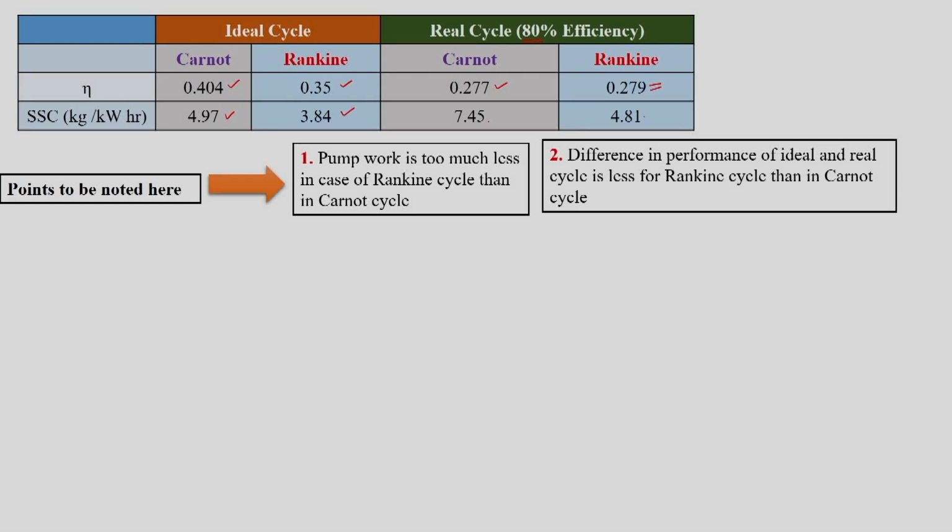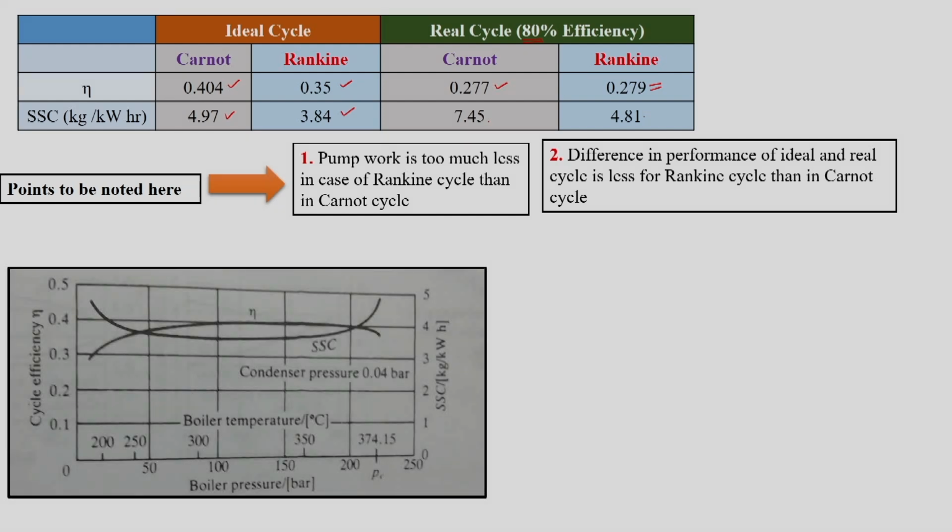The difference in performance between the ideal and real cycle is less in the Rankine cycle than in the Carnot cycle. If we had solved this example for different boiler pressures for the same condenser pressure, the efficiency of the Rankine cycle initially increases, but then does not increase much at higher boiler pressures. Initially specific steam consumption decreases, but then there is not much change, and then we have a later decrement in efficiency and an increment in specific steam consumption.